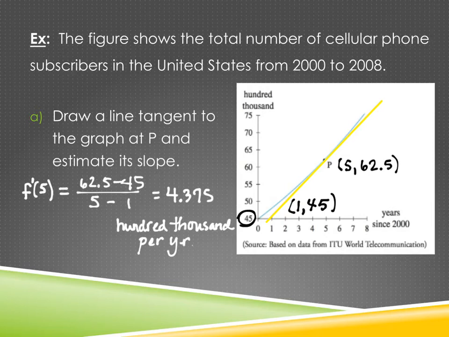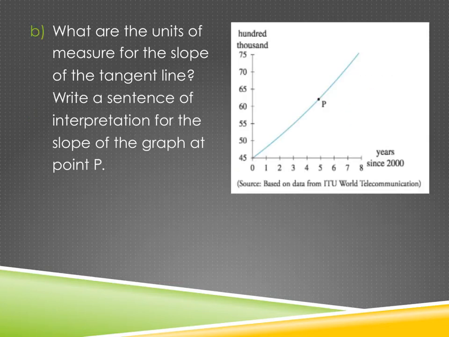So in terms of a graph, if you remember, it's always output per input. 100,000 per year. That's the tangent line. The second one said, what are the units of measure for the slope of the tangent line? Oh, yay, we already did that. What are they? 100,000 per year. So we'll write that in here.